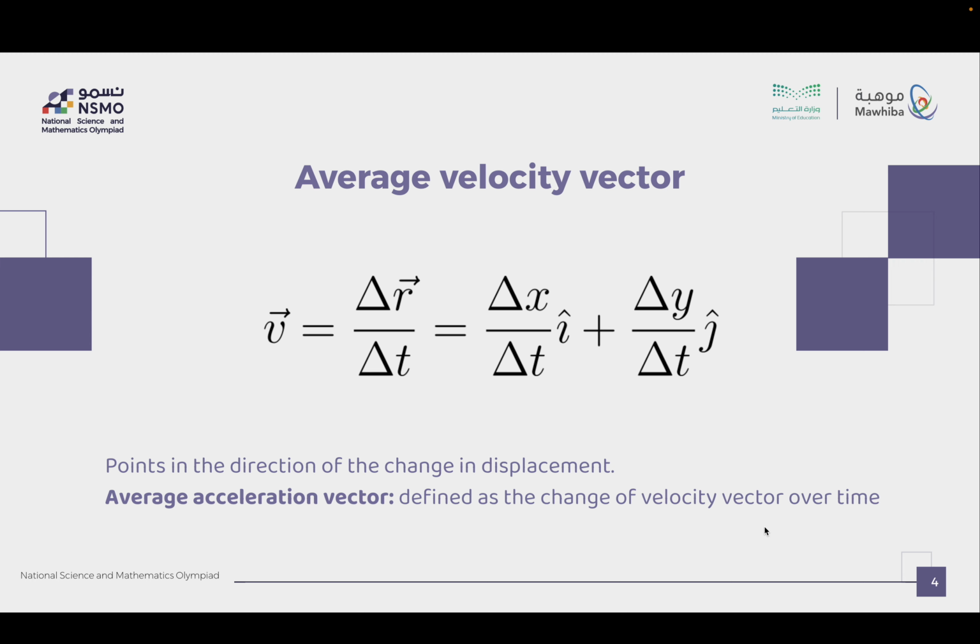Let's now see how we can express the average velocity vector. It is the displacement vector, so delta r, over the time elapsed, delta t. Substituting the formula we got for the displacement on the previous slide, we can express the average velocity vector with the unit vectors and the changes in the coordinates. It is important to see that the average velocity vector points in the direction of the displacement. And this is what we would have expected. We can treat the average acceleration vector very similarly. It is simply defined as the change of the velocity vector over time.